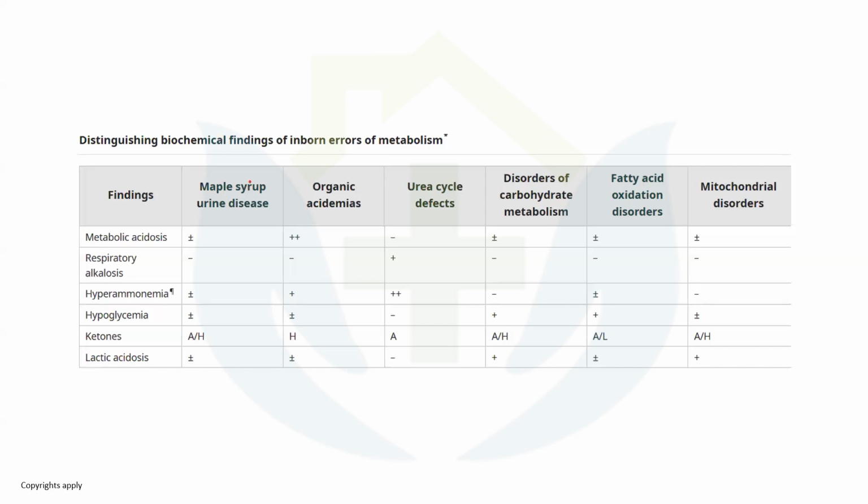And if we see metabolic acidosis, it will come with all the organic acidemias. And if we see respiratory alkalosis, again it is in the urea cycle disorders. And hypoglycemia will be more of a carbohydrate metabolism problem or the fatty acid oxidation disorders. So in these two, hypoglycemic episodes will come in the patient. So these things are more there.